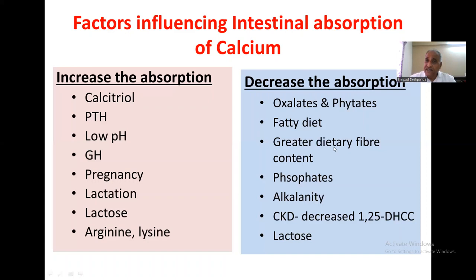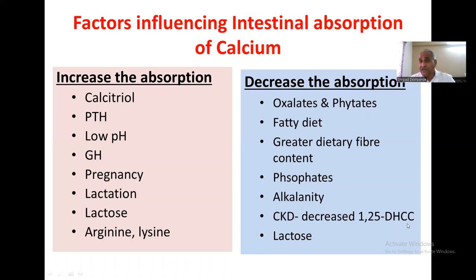That means if it is becoming more alkaline, then in chronic kidney diseases there is a decreased synthesis of 1,25-dihydroxycholecalciferol. That dihydroxycholecalciferol is necessary for the entire calcium absorption, including the expression of the calcium binding protein, the TRPV6 receptors, and the NCX and PMCA receptors. The lactose, again, would decrease the absorption. That means lactose has a dual effect, maybe depending upon the concentration.